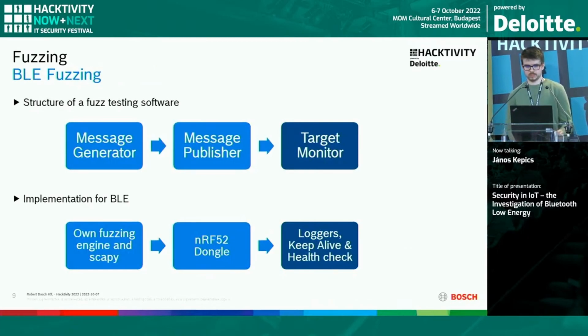The fuzzing structure looks like this. Firstly, there is the message generator part, where random data is generated. We used our own fuzzing engine, which I developed on top of a Bluetooth Low Energy framework. Then the random message is passed to the message publisher, which sends out the data to the device under test. Then we monitor this device with a target monitor, which can involve loggers, keep-alive scripts, or health checks.